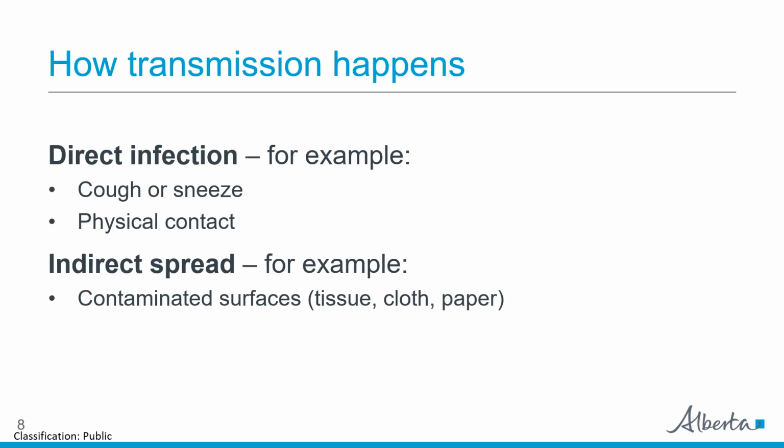Respiratory viruses can spread directly or indirectly. Direct infection can happen if someone coughs or sneezes on you, or through physical contact, such as shaking hands with someone who is sick and then touching your eyes, nose, or mouth. Indirect spread can happen from contaminated surfaces, such as tissues, cloth, or paper.